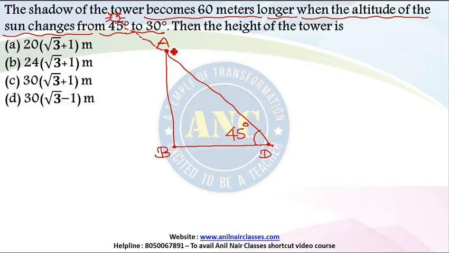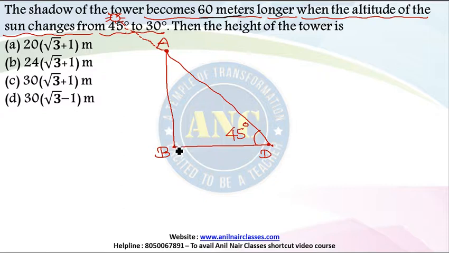In fact, this was my second question, if I remember right, which I solved in heights and distances. Don't think that the sun is on top of the tower itself. The rays of the sun are passing through the top of the tower at an angle of elevation or depression of 45 degrees. That is the meaning. Now the sun's angle of depression changes from 45 to 30 degrees, and the shadow of the tower becomes 60 meters longer.